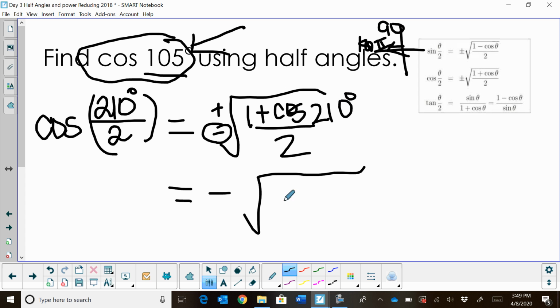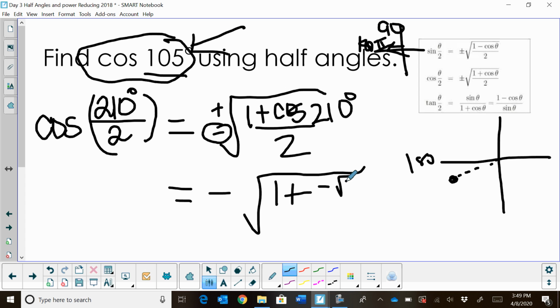Let's go ahead and evaluate cosine at 210. So cosine at 210 is going to be, let's see, here's 180, and 210 is going to fall right here. Well, that's going to be a negative square root of 3 all over 2, all over this value 2. So I'm going to bring that 2 down.